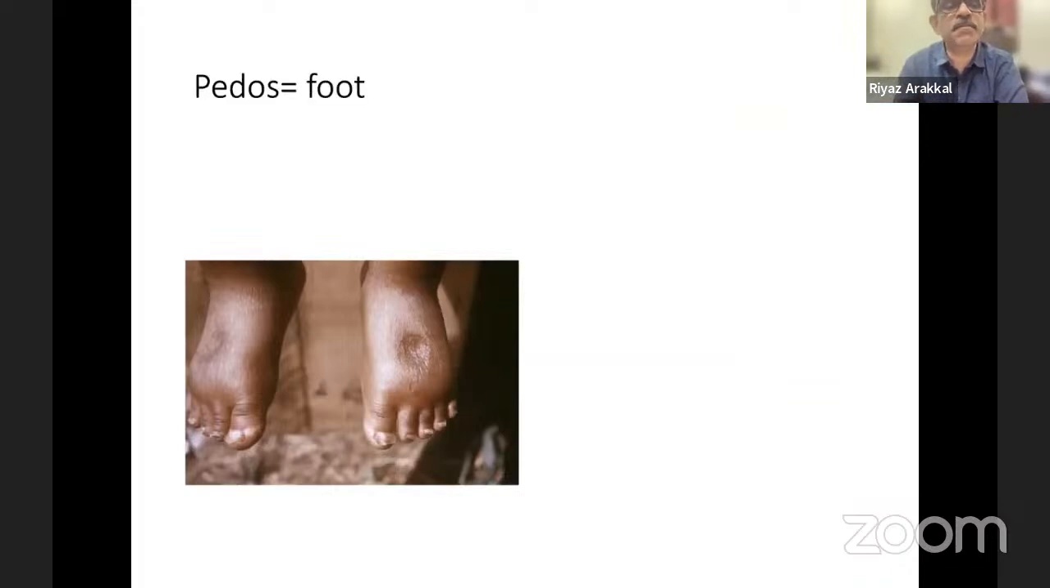Okay, so the term pedos means foot. Pedal edema means edema of the dorsum of the foot. So ideally, when you say pedal edema, you should demonstrate edema of the dorsum of the foot and not of the ankle.